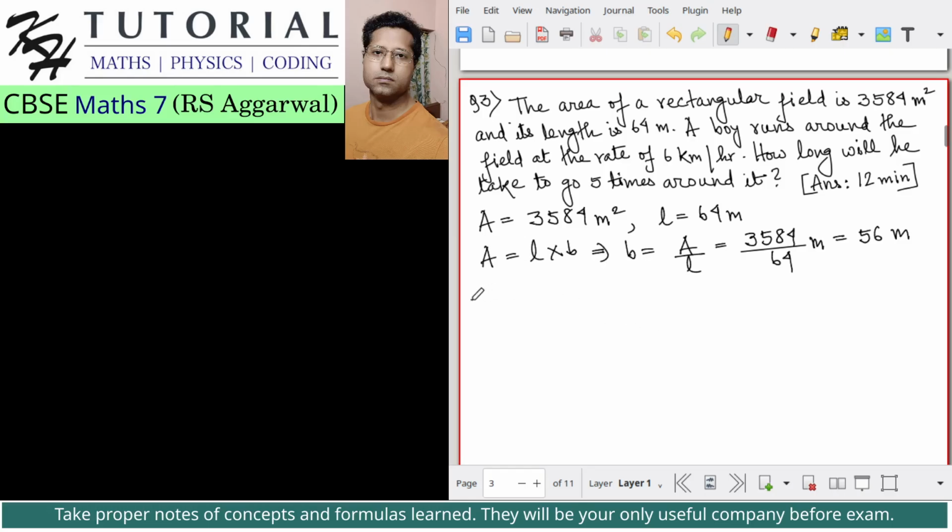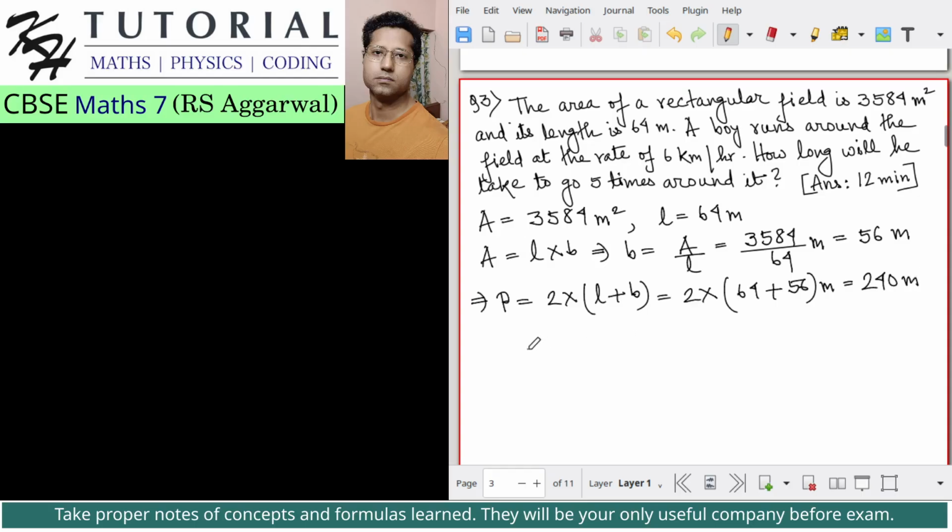Okay, so what will be the perimeter of the rectangular field? It will be 2 into length plus breadth. This is equal to 2 into length is 64 and breadth is 56, this much meter, and this is 64 plus 56. 64 plus 56 is 120, and we have 240 meter is the perimeter of the rectangular field.